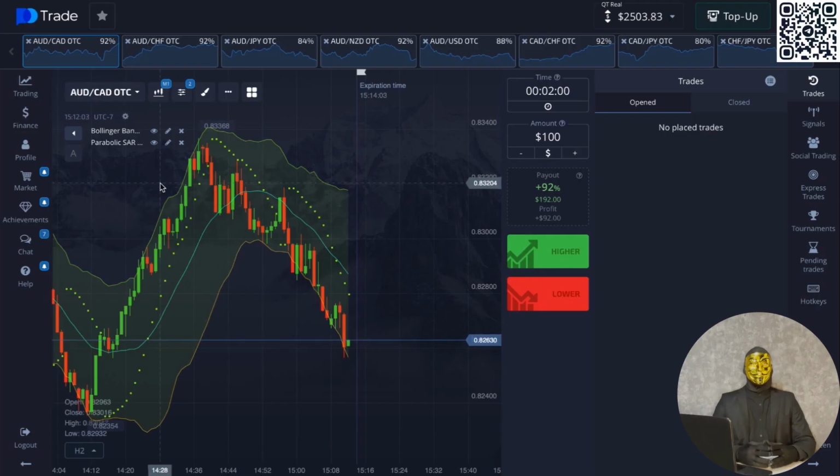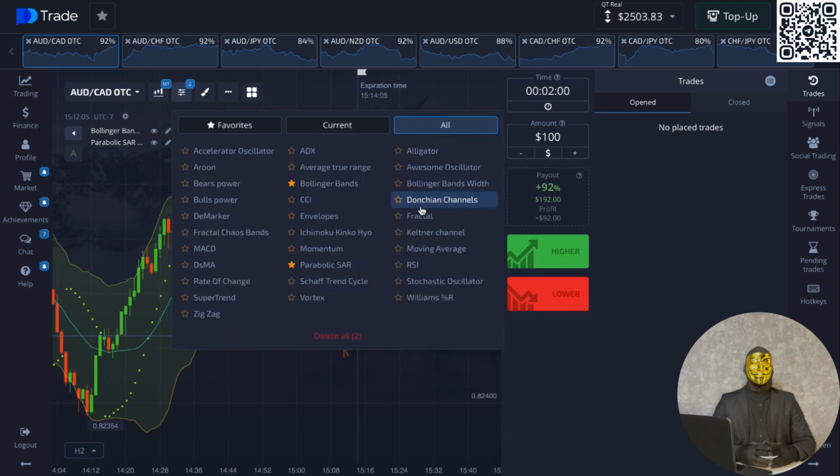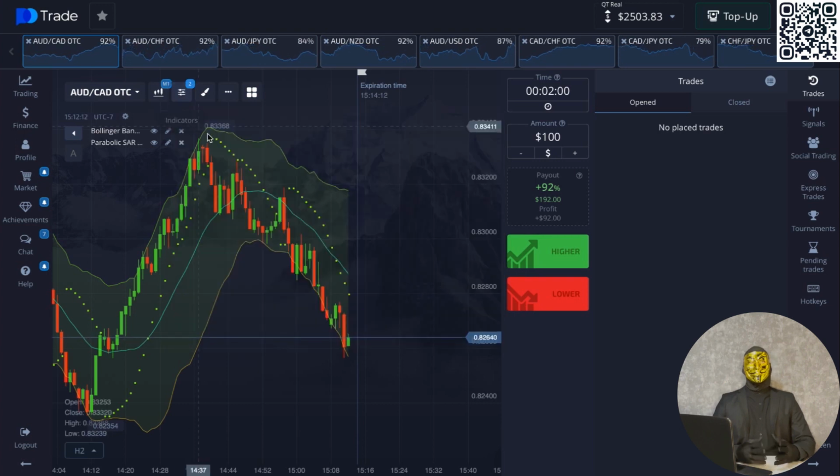First you need to add two of our indicators to the chart. This is the Bollinger Bands indicator and the parabolic SAR indicator. I have already added these two indicators and configured them.